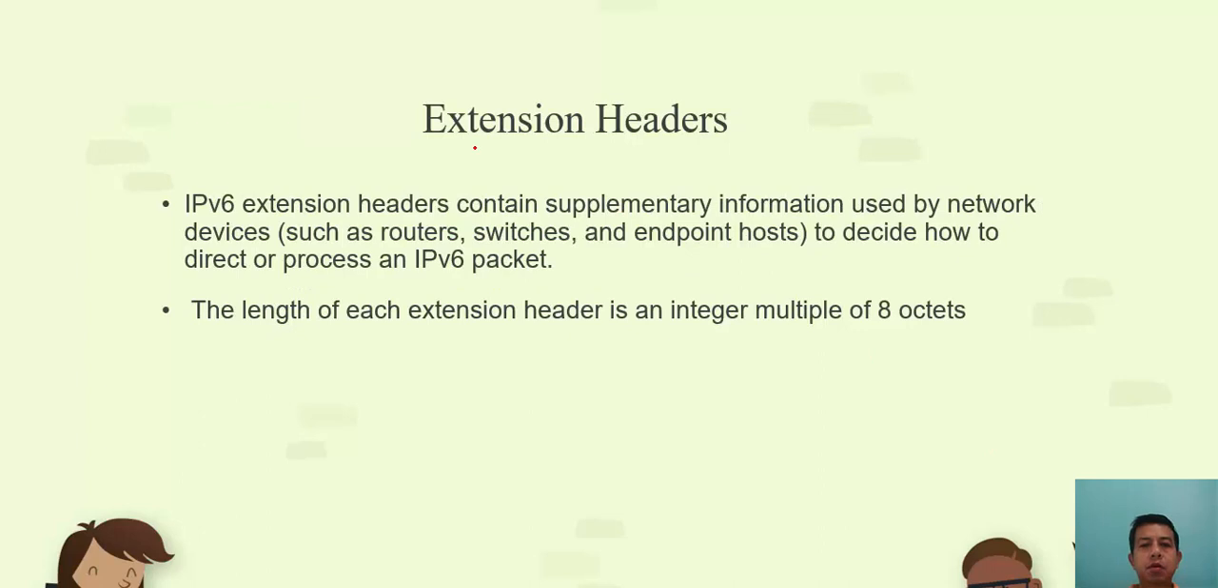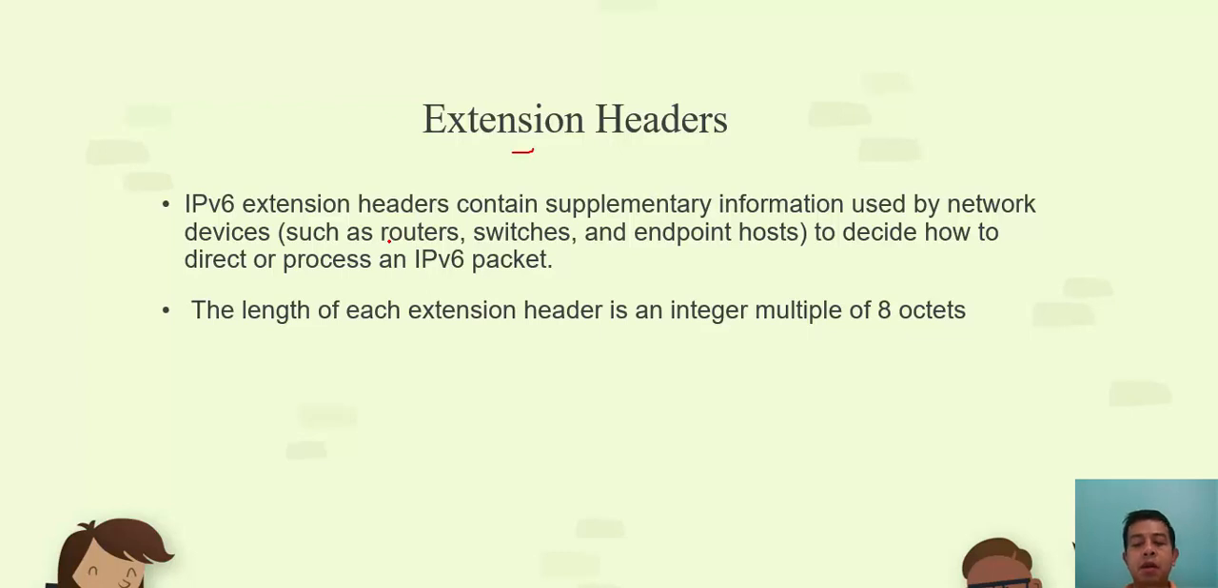IPv6 also supports something known as extension headers. Extension headers are additional, supplementary information that can be used by network devices such as routers, switches, or the endpoint host to decide on additional factors about an IPv6 datagram. So if some other information about that particular datagram is required, then it is put into the extension headers. The length of each extension header is an integer multiple of 8 octets. Now remember, extension headers are considered a part of the payload.